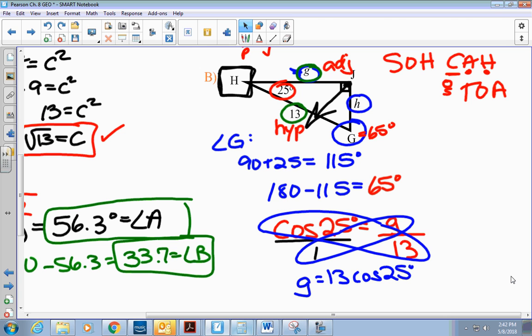Now do that in your calculator, baby G. And out there, can you do that in your calculator for me? Baby G is 13 times cosine of 25 degrees. Do that on your calculator, and round it to the nearest 10th. So 1 decimal. 13 times cosine of 25.